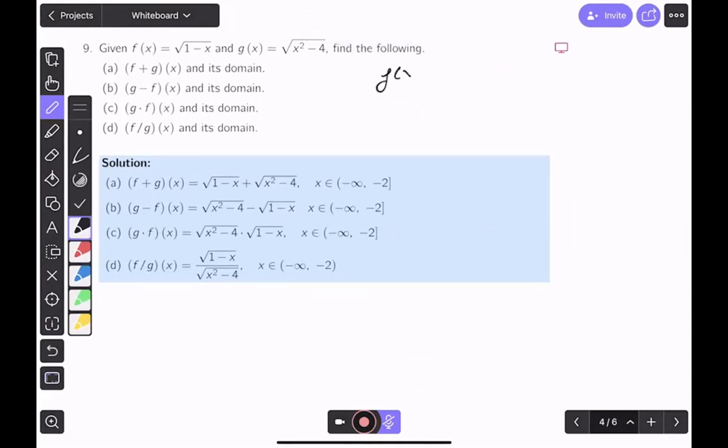F of x, its domain is going to be minus infinity up to 1. Its range, although not important, we want to start learning this right now, is going to be from 0 to infinity. Let's put down, that's F, let's put down G now.